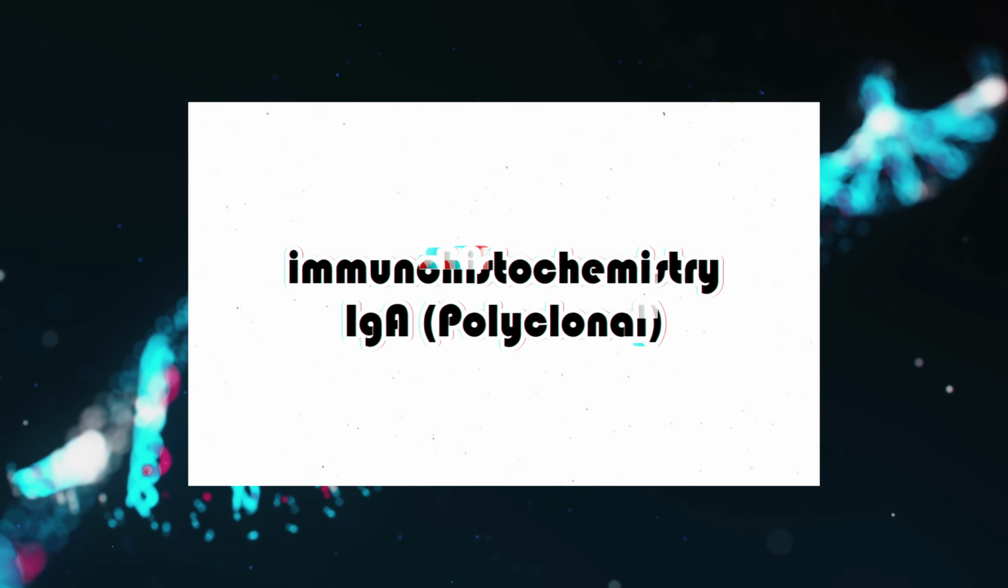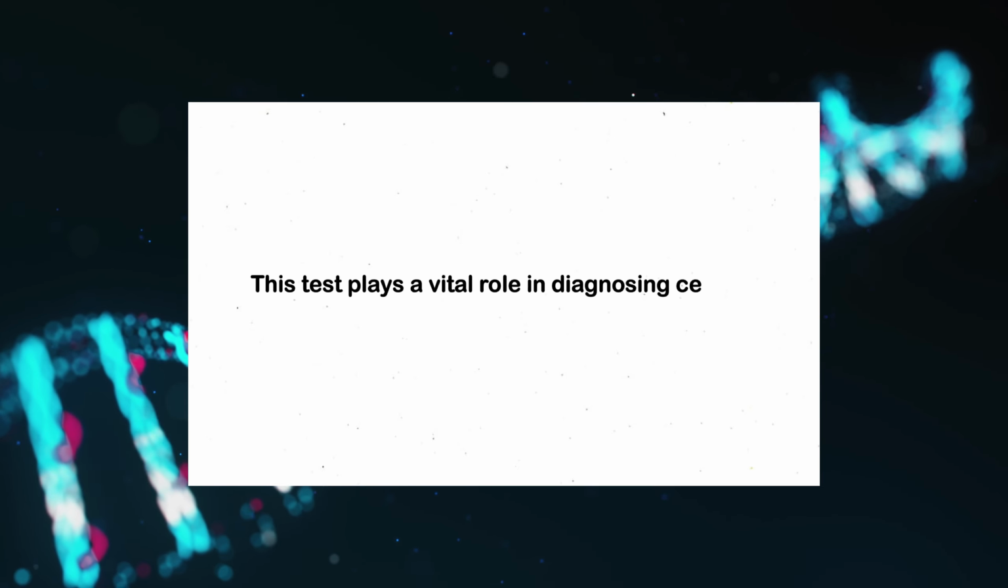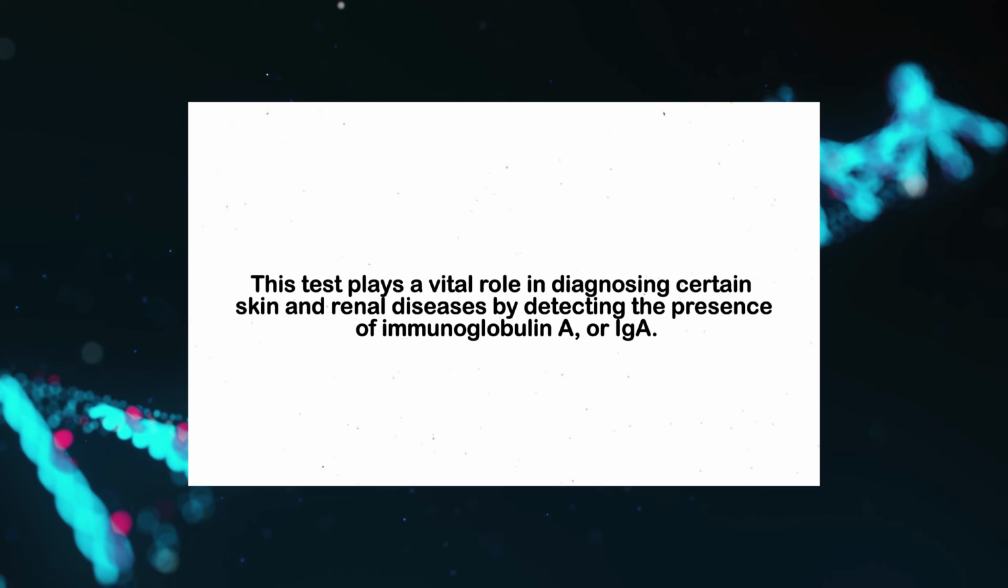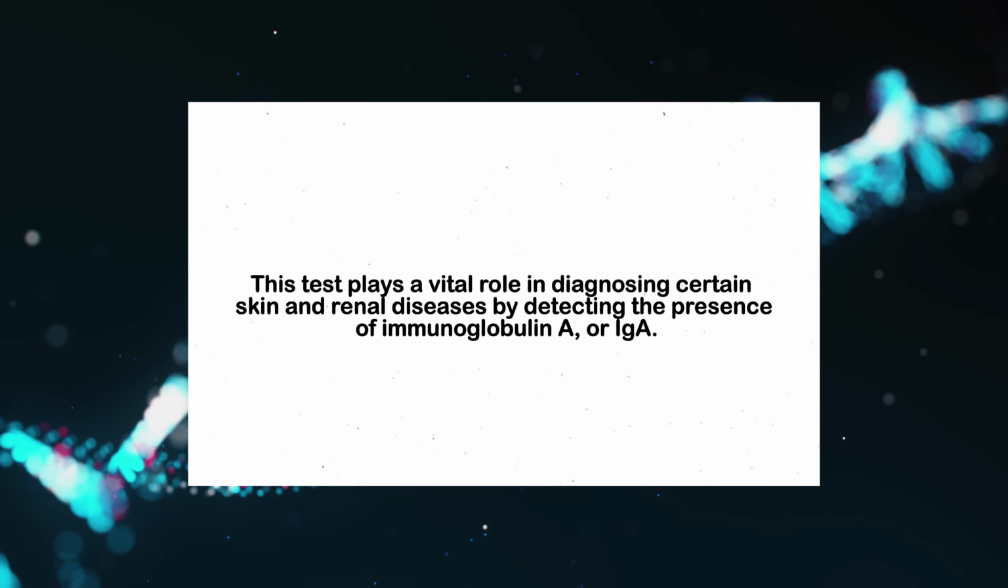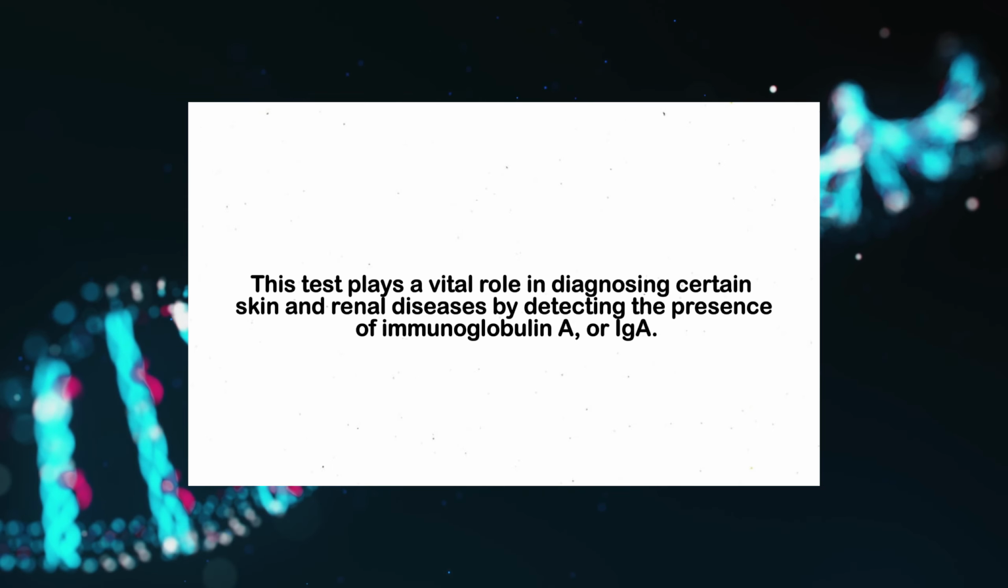We're diving deep into another crucial immunohistochemistry test, the IgA polyclonal test. This test plays a vital role in diagnosing certain skin and renal diseases by detecting the presence of immunoglobulin A, or IgA. So, let's get started.